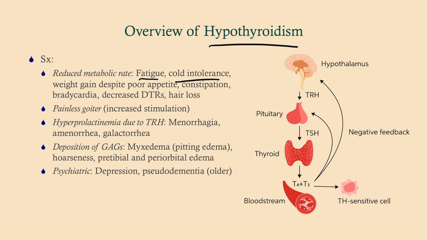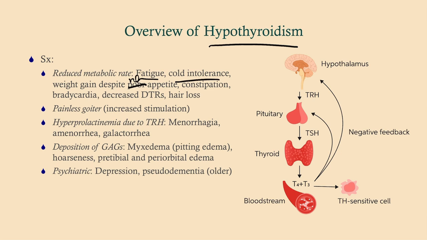So these are patients who are going to be shivering all the time. Maybe they're going to be wearing a sweater on a hot 85-degree summer day. That's Fahrenheit, by the way. Weight gain despite normal appetite, they're eating the same amount, but they're gaining weight. Important to look at their previous weights when they were in the clinic before. If they have a weight gain, you want to ask them, what's your diet like? Constipation, bradycardia, decreased deep tendon reflexes, and hair loss.